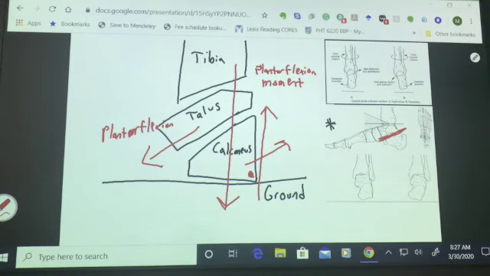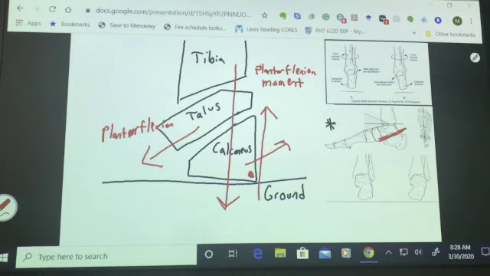So understand these motions that are happening in the sagittal plane. Understand then what happens in the frontal plane. Understand what happens in the transverse plane as well. Because all three motions are going to happen at the same time. So be very aware of what's happening in each plane.